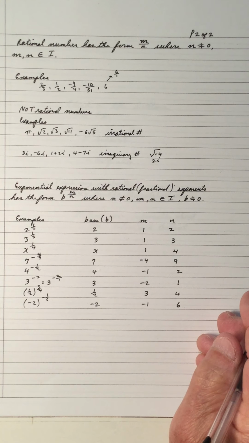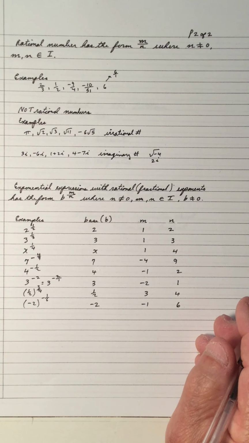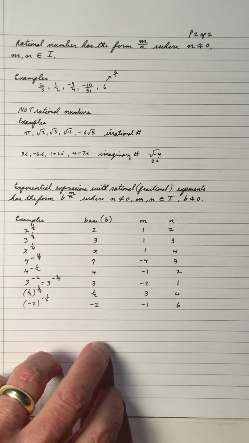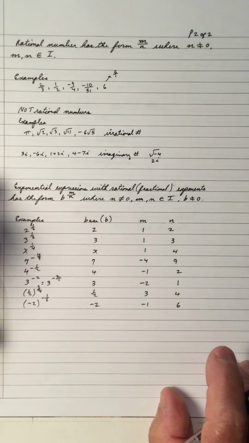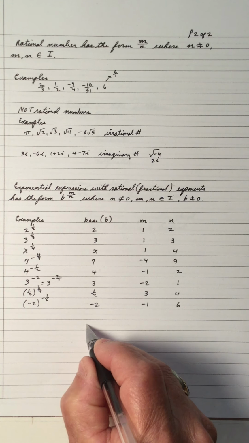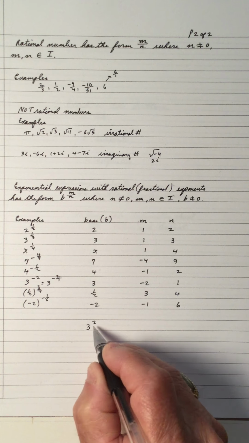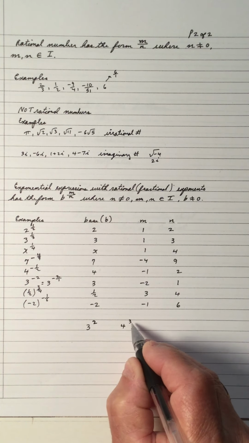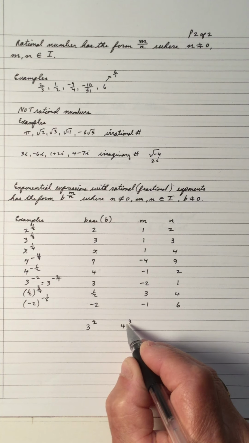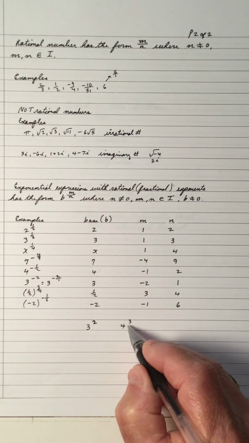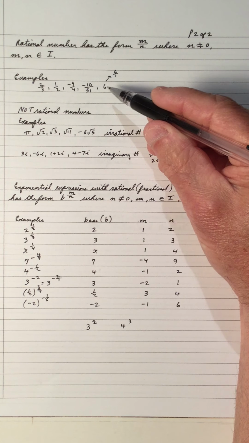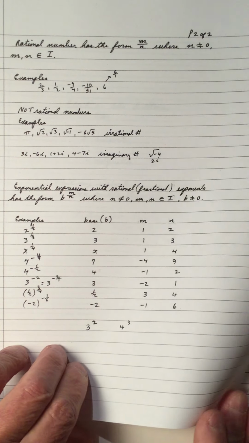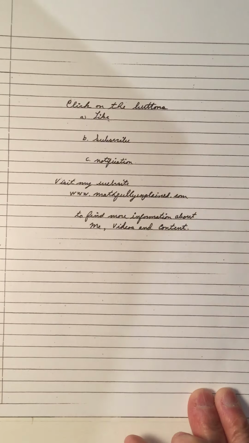So that's just a quick video on defining what a rational exponent is. Most times we have 3 squared, which is an integer as an exponent, or 4 cubed, where 3 is the exponent, but as an integer. But what we're going to deal with in this unit are fractional exponents, like 1/2, 1/3, 2/3, etc.